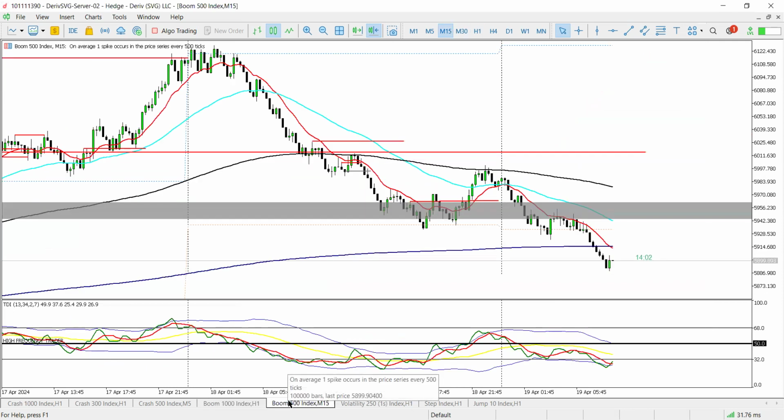Okay, then going to B500. I remember we checked it yesterday. We actually had buys, if I'm not mistaken. Yes, we had buys. We had buys around here. So around here, you can see this was the safe buy area. Price didn't get there.